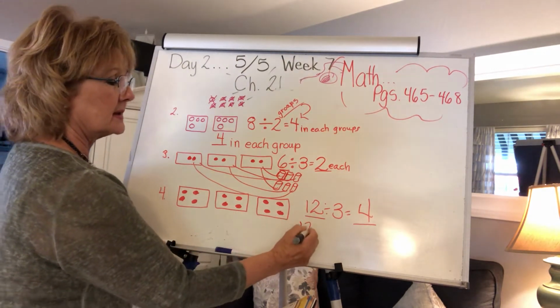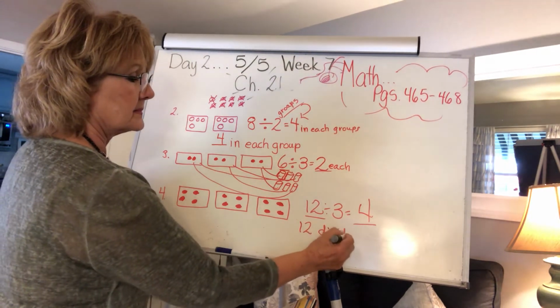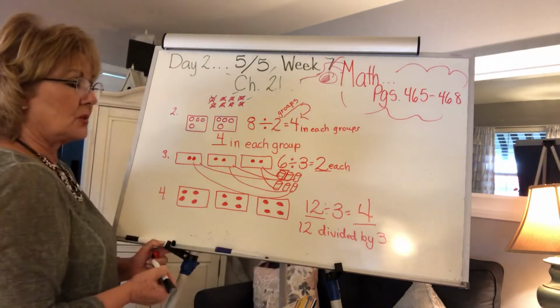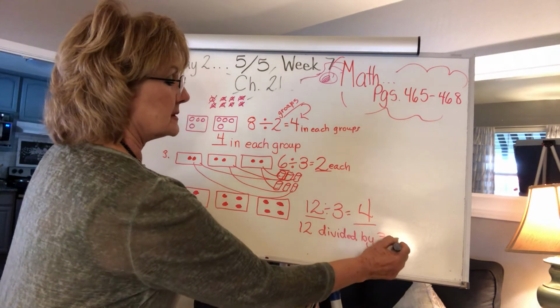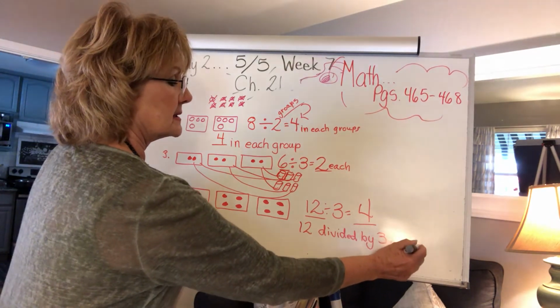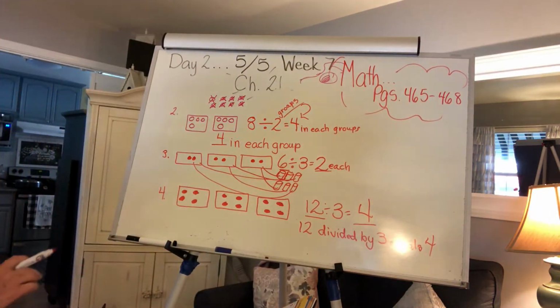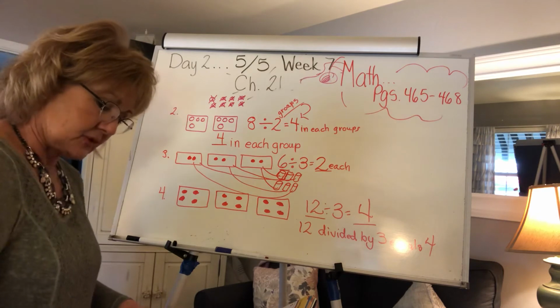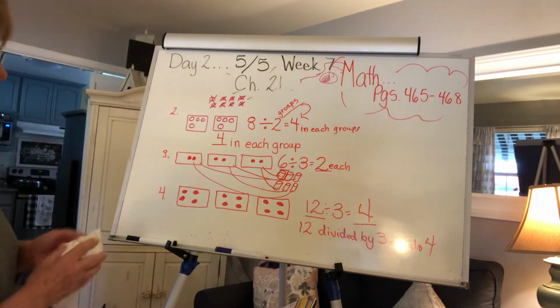So let's read this. 12 divided by 3, 12 divided by 3 people equals 4. 4 each, okay? So look at the next page. That is what you'll be doing there.